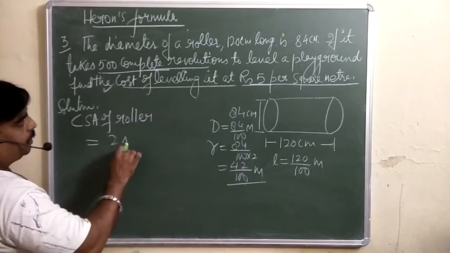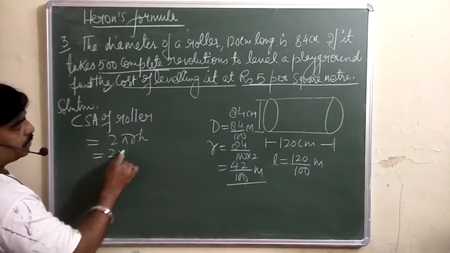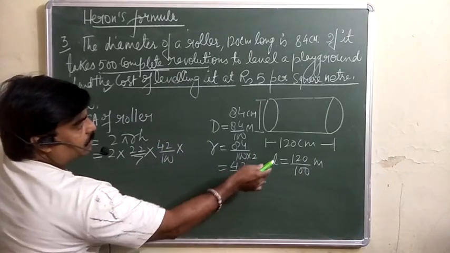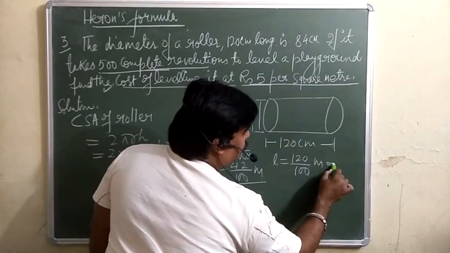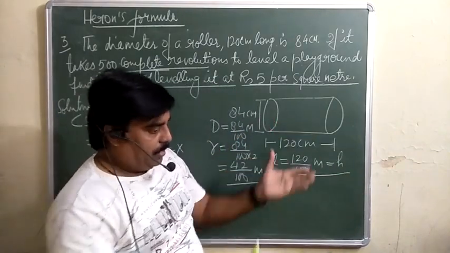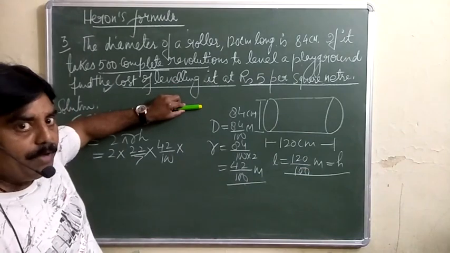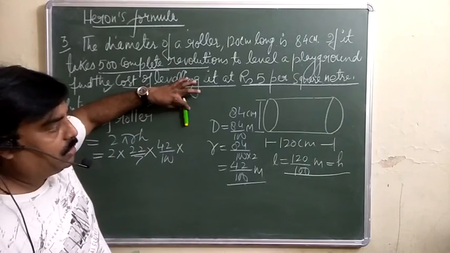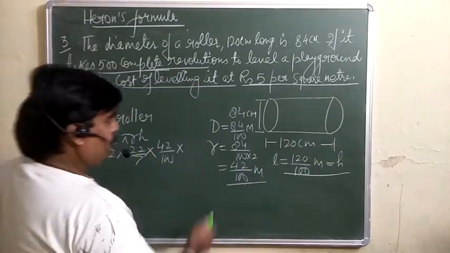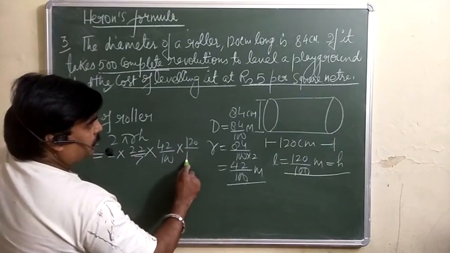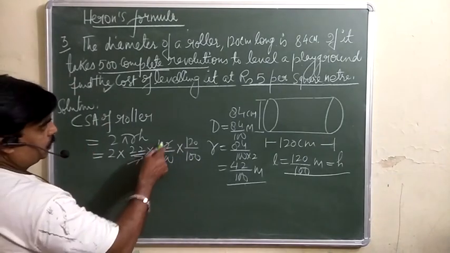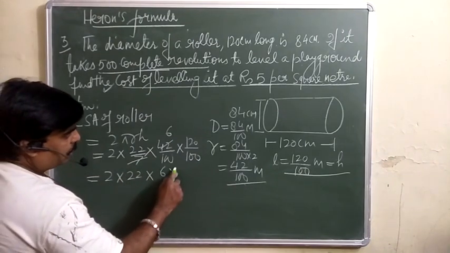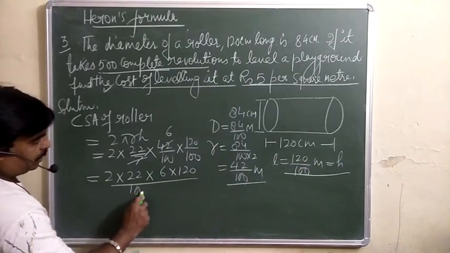So that is equal to 2 pi R H. 2 pi is 22 over 7. R is 42 over 100. And H is, this L will work as H because it is lying in the plane. Like a rod, if it is lying in the plane, its length is 5 meter, so we will say the length of the rod is 5 meter. But if you stand the same rod at 90 degrees, then that becomes the H. So you can read this as H only. So H is 120 over 100. You can solve this 6 times and keep it as it is because a lot of calculation is required. Into 6 into 120 over 100 into 100.